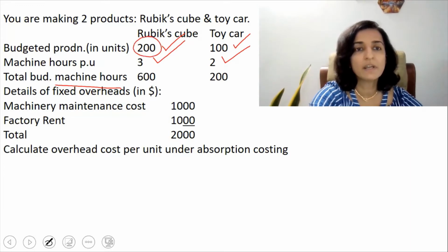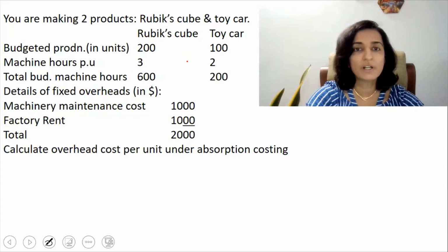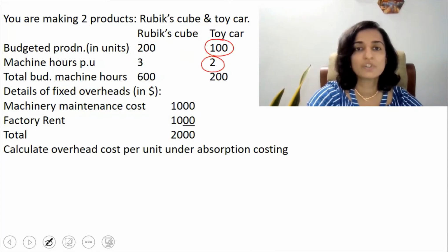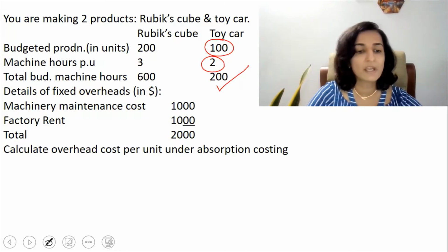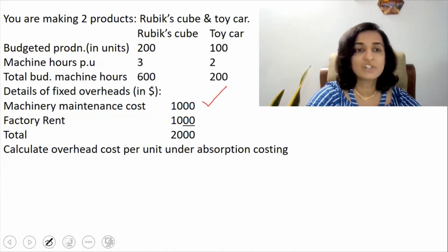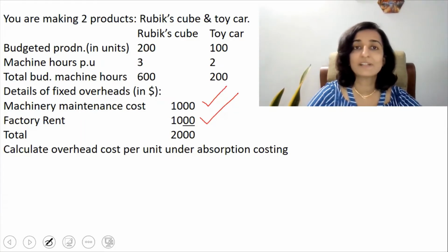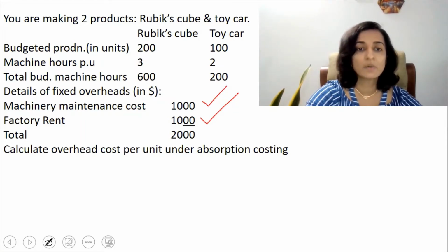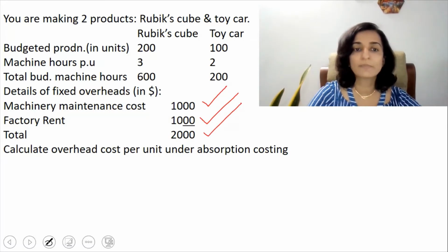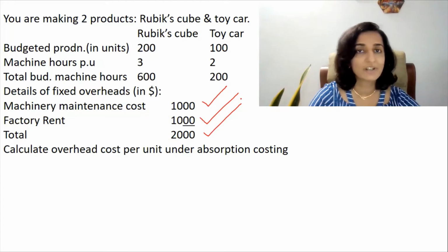It is 200 into 3, which gives you 600 hours in total. And for toy car, it is 100 into 2, which gives a total budgeted machine hours of 200 hours. Now, the details of fixed overheads, only two fixed overheads have been given in the question. One is machinery maintenance cost, $1,000, and the second one is factory rent, again, $1,000, totaling to $2,000. Calculate overhead cost per unit under absorption costing.